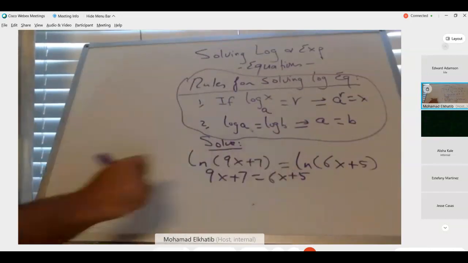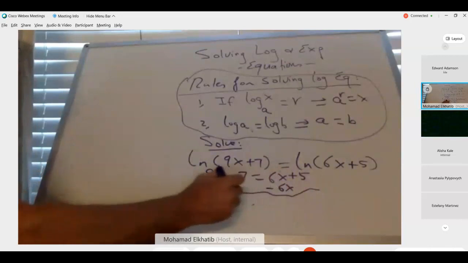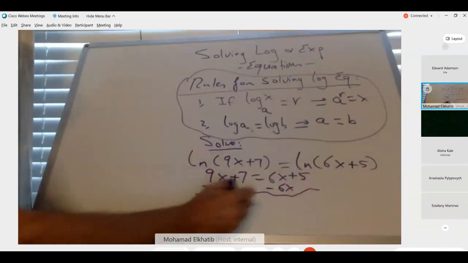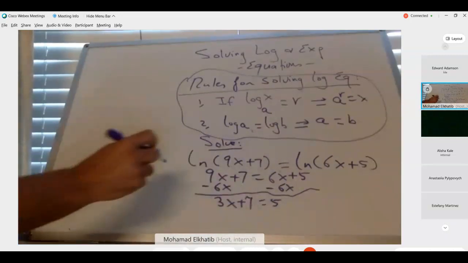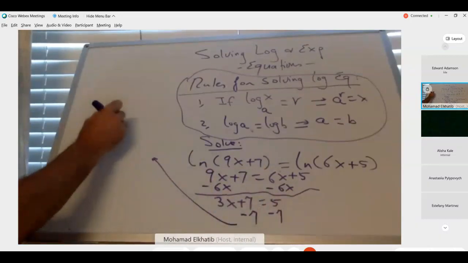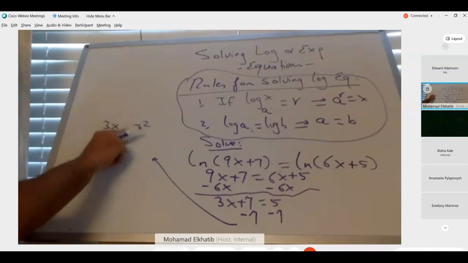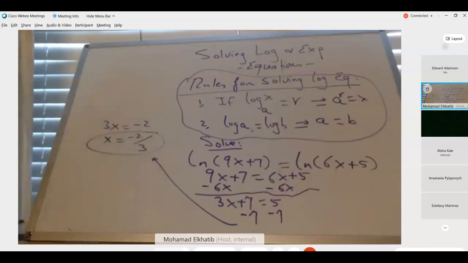Whenever you have variables on both sides, you get rid of the variable on the right side. 9x minus 6x is 3x. Right? Now to get the x by itself, I gotta subtract 7 from both sides. 5 minus 7 gives me negative 2. I'm gonna divide by 3, I get my answer. Negative 2 over 3. Okay? So I'm gonna take you slowly, step by step, till you learn how to solve all types of log equations. So go ahead and copy it.